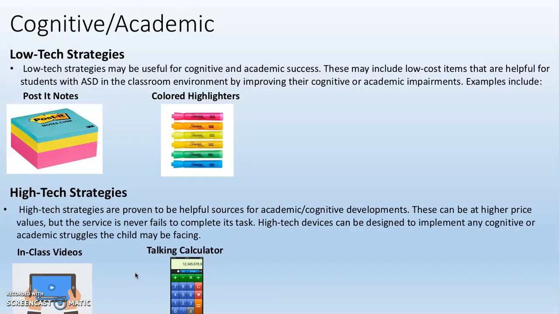Some cognitive academic strategies that we have, our first one is our low tech strategies. Low tech strategies may be useful for cognitive and academic success. These may include low cost items that are helpful for students with ASD in the classroom environment by improving their cognitive or academic impairments. So post-it notes, you can go buy a pack for $3, but it just is a way of helping them out.